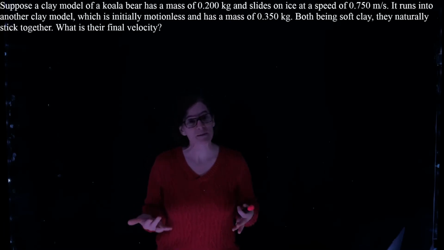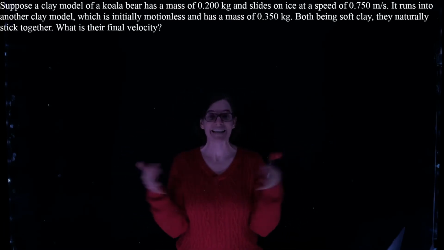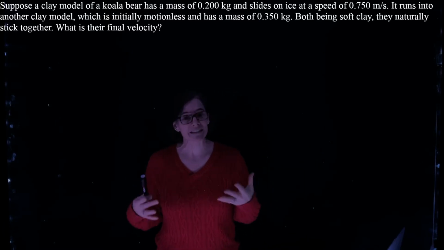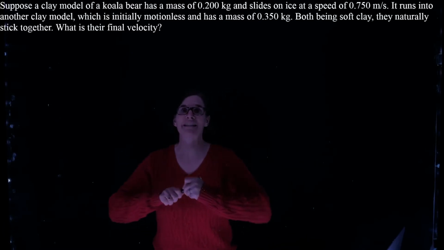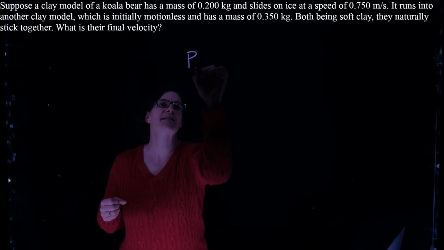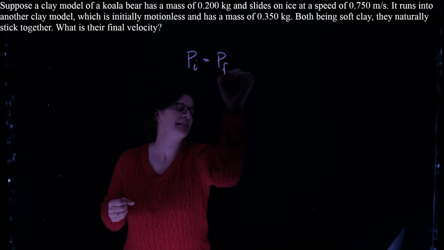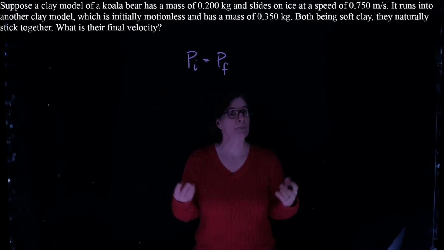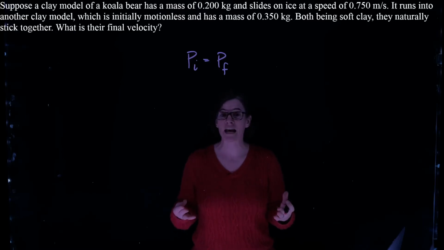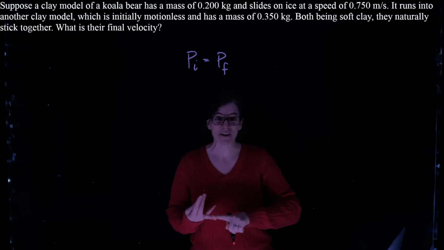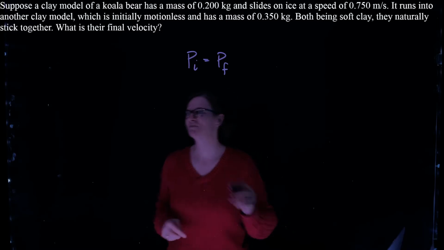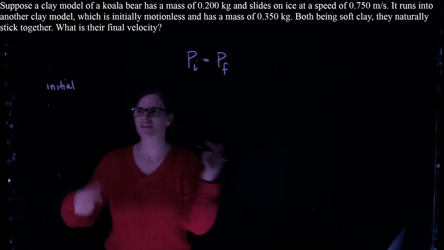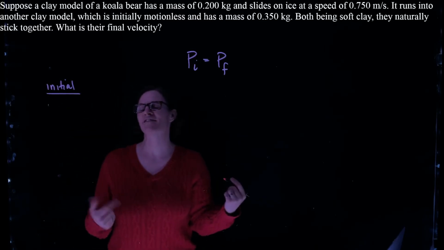All right, so this problem is all about an inelastic collision, when two objects stick together. When we're dealing with collisions, we deal with the idea of conservation of momentum, and that tells us that the initial momentum of the system is going to be the same as the final momentum of the system. So we have to do two things. We first have to identify what's initial and final, and then what's the system. So let's think about what really is that initial condition, and that'll help us define the system as well.